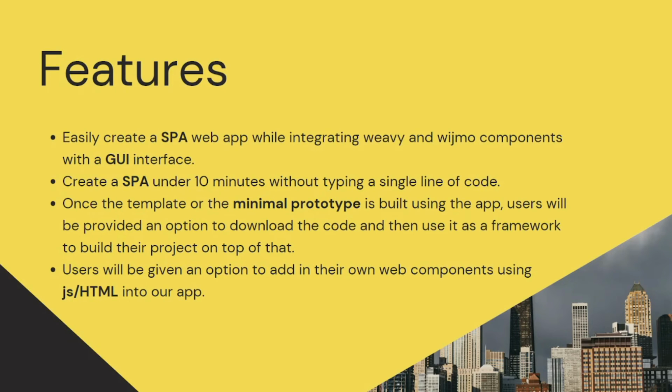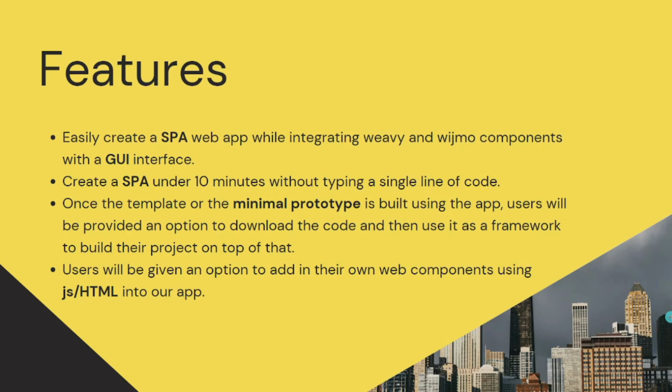And coming to the features, with the Framebox, we will be easily able to build an SPA web app while integrating Weavy and Wijmo components with the GUI interface. So basically, the code space is a playground where we can use anything and everything, and we can render according to that. We can add pages to that one, like create multiple pages and integrate them together to build a functional web app. We can create them under 10 minutes without typing a single line of code, since all the code snippets are integrated onto the components that we saw in the previous slide.